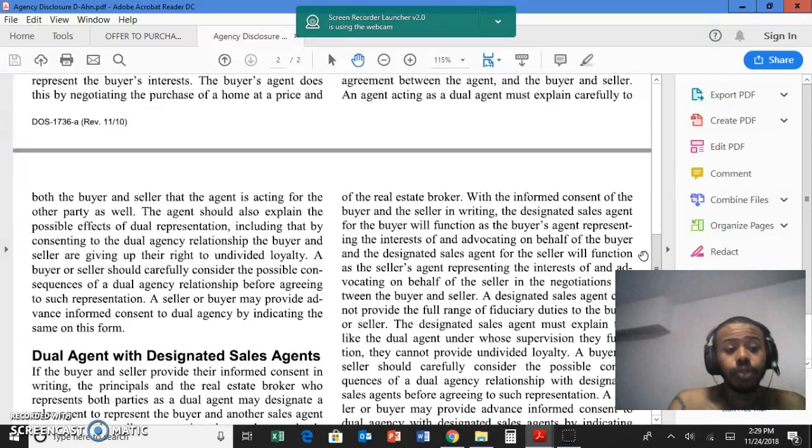The agent should also explain the possible effects of dual representation, including that by consenting to the dual agency relationship, the buyer and the seller are giving up their right to undivided loyalty. A buyer or seller should carefully consider the possible consequences of dual agency relationship before agreeing to such representation. A seller or buyer may provide advanced informed consent to dual agency by indicating that on this form.